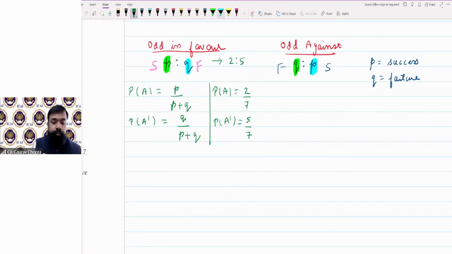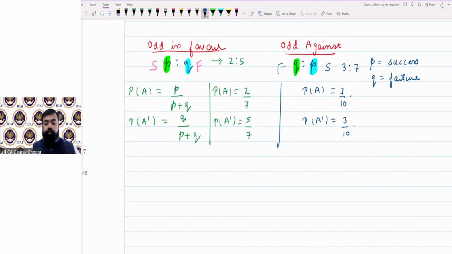If odds against is given, let's say 3:7, then what is the probability of event A? This time success is on the second side, so 7 upon 10 will become P(A). And what will be P(A dash)? P(A dash) will be 3 by 10. So always remember, in case of favor, first it is success, then failure. In case of against, first one is failure and second one is success.